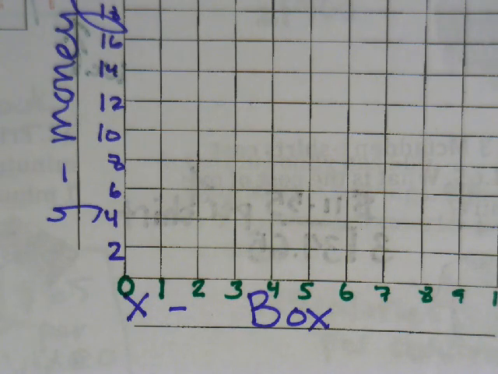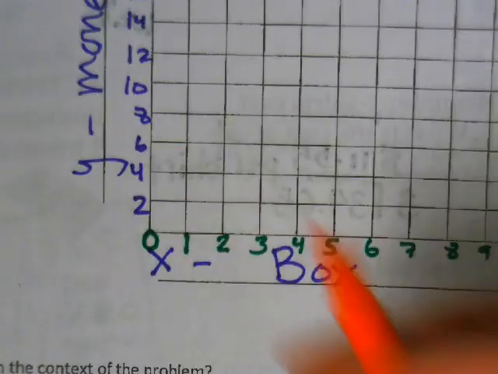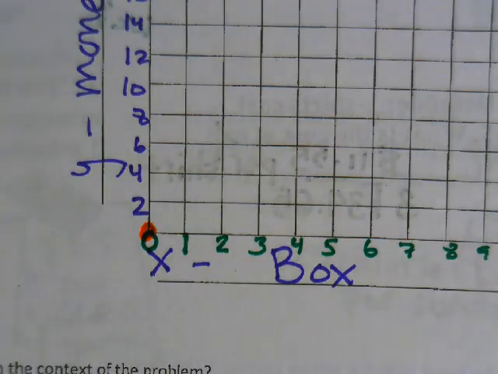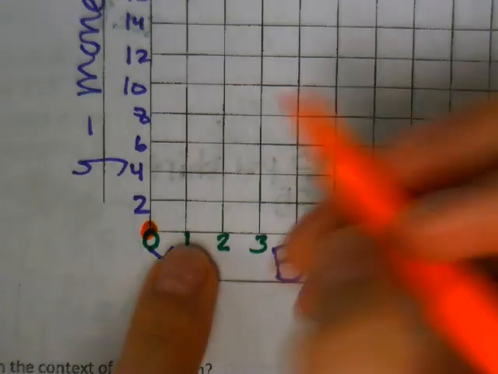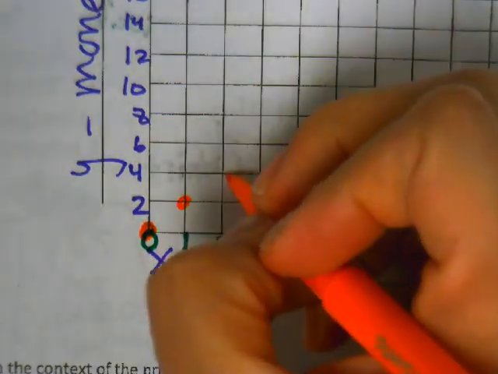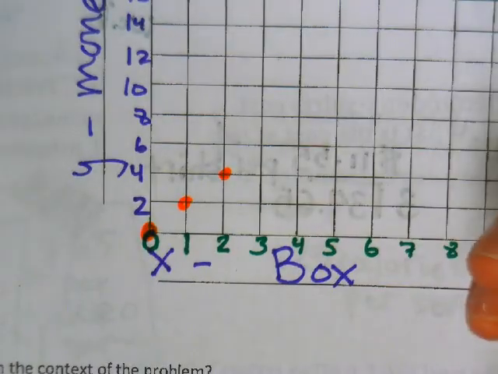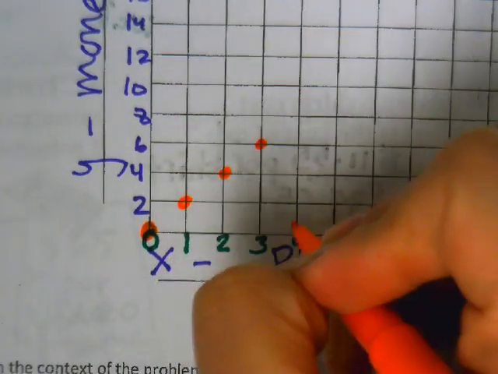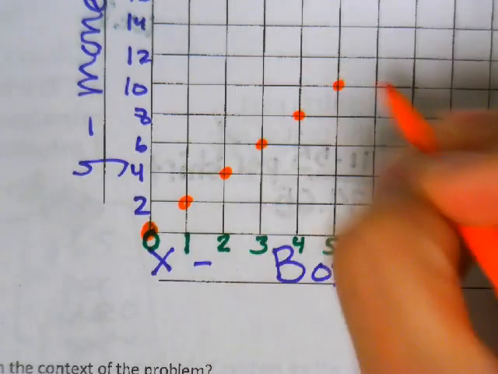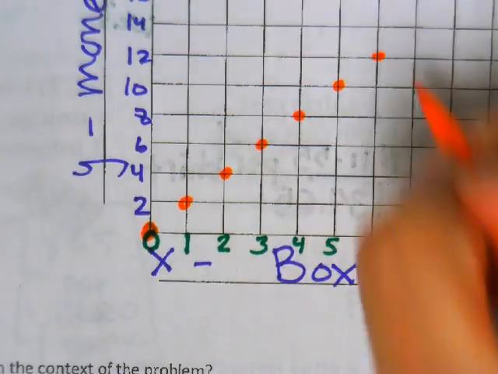Okay, where is our first stop? 0, 0. Does anybody know what it's called? 0, 0? The origin. Very good. Yes, the origin. 0, 0. That's my first stop. All right, what's my next stop? 1, 2. What's my third dot? 2, 4. Then 3, 6. 4, 8. 5, 10. 6, 12.